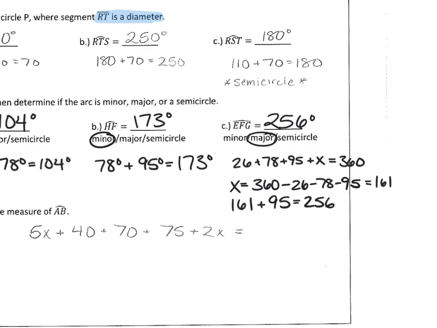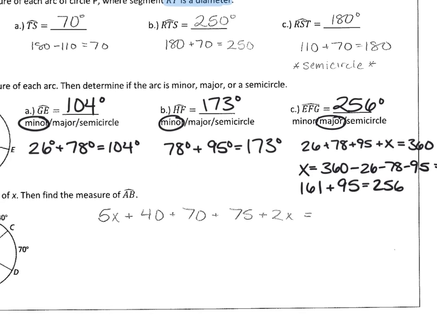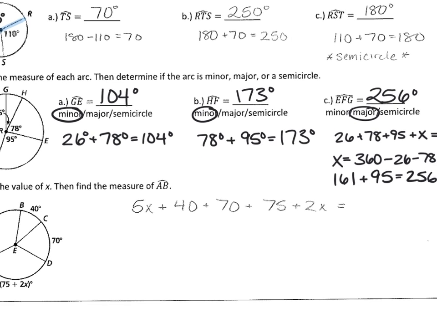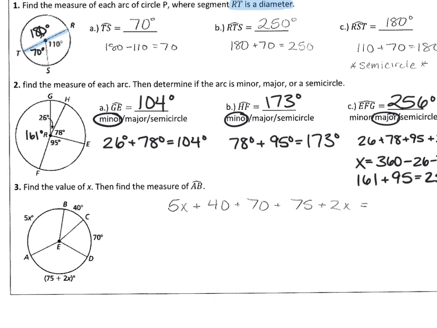Now, number 3, I started to set up for you because it takes the same idea from number 2, part C, but adds an actual algebra question to it. It says to find the value of x and then the measure of arc AB. So just to keep in mind, we're going to find x, but we're also going to need to make sure we locate or find the value of arc AB, that minor arc.